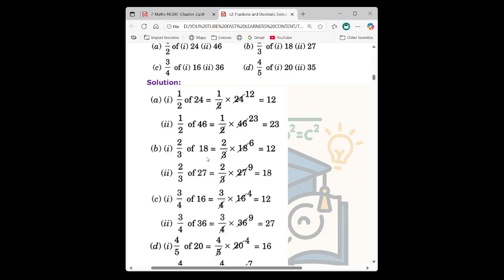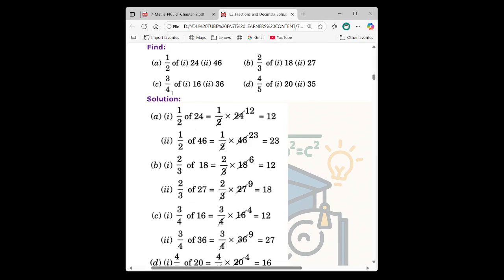Same way 2/3 of 18. So wherever there is 'of' written, you will put a multiplication sign. 2/3 of 18 will be: 3 6s are 18. You will cancel this and cut this out, and 6 2s are 12. This is the answer. Same with 2 upon 3.